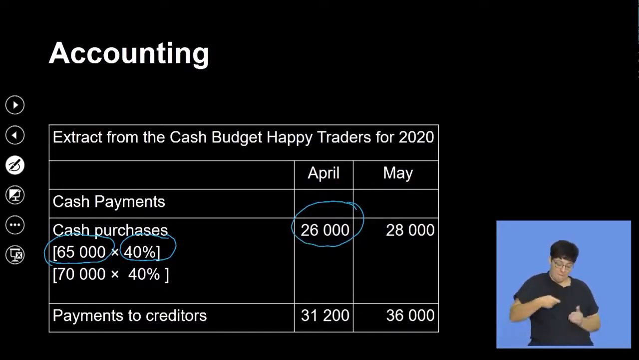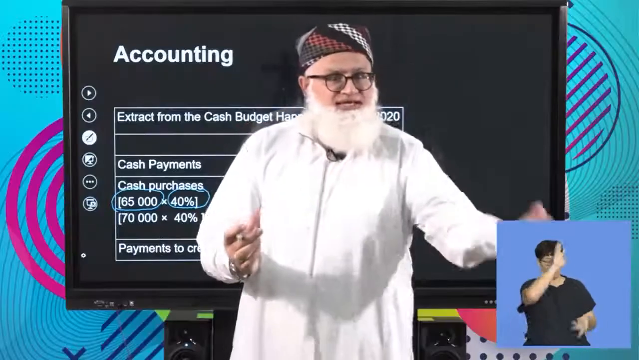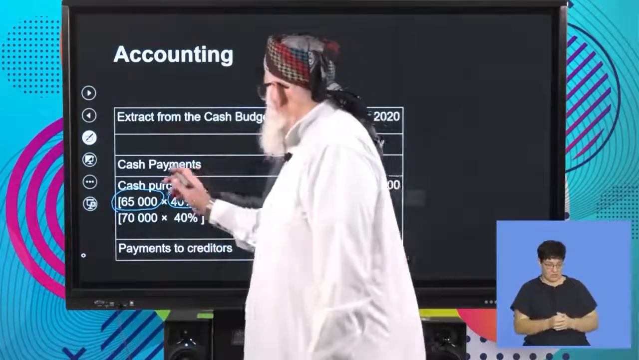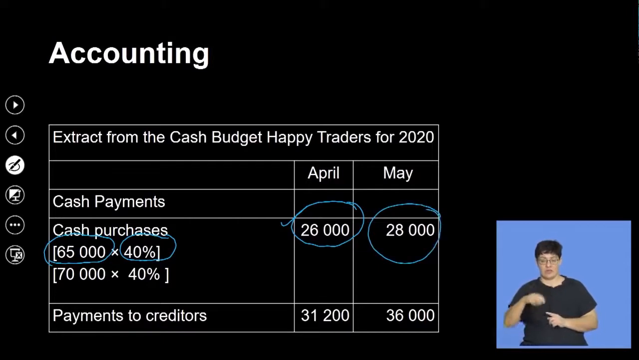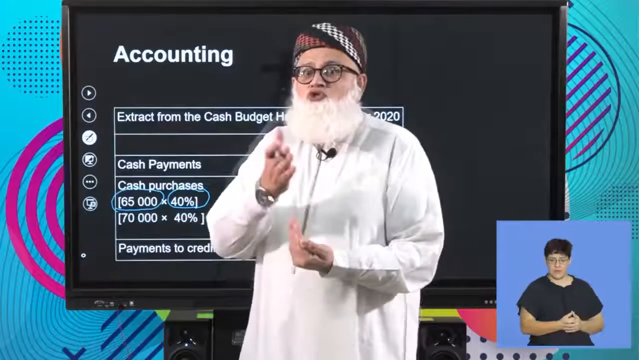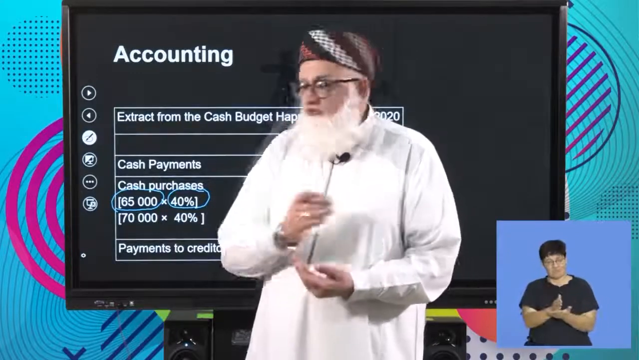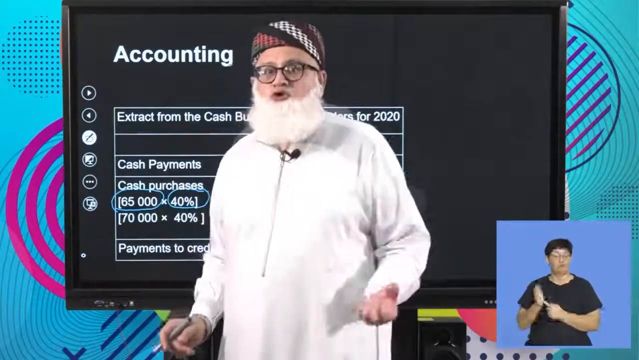Now remember, once again, draw a distinction between total purchases, which is the cash component, which is the credit component. Cash component in the month of sale, so in April, there we go, we've got the 26,000. And obviously, if you look at the next one, which was your 70,000, 40% of 70,000 will give you your 28,000. These two figures here, guys, are your cash purchases. Now, once again, how do we remember this? Cash purchases go directly into the cash budget. Obviously, you're going to show your calculations as to how you got those figures.